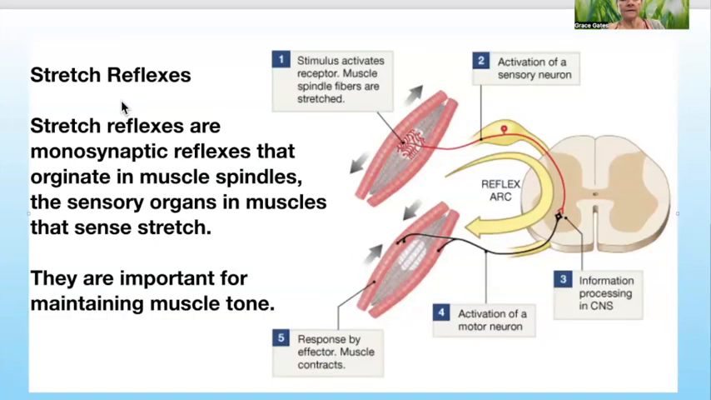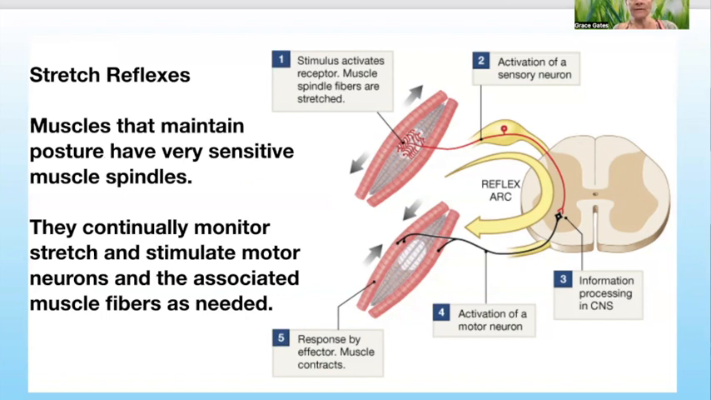And I will use as an example a stretch reflex, which is a monosynaptic reflex that originates in muscle spindles, the sensory organs in muscles that sense stretch. These are important for maintaining the proper muscle tone, and we have already learned about them, so we're going to use them again. Muscles that maintain posture have very sensitive muscle spindles, and these muscles continually monitor stretch and stimulate motor neurons and the associated muscle fibers as needed.